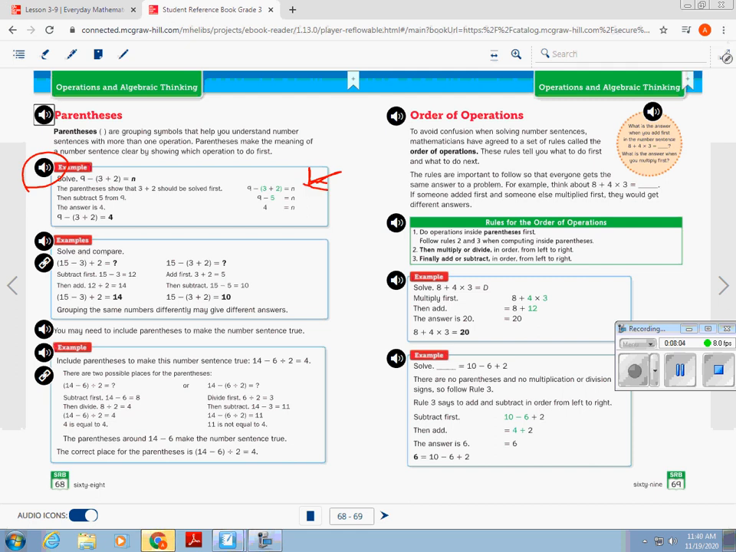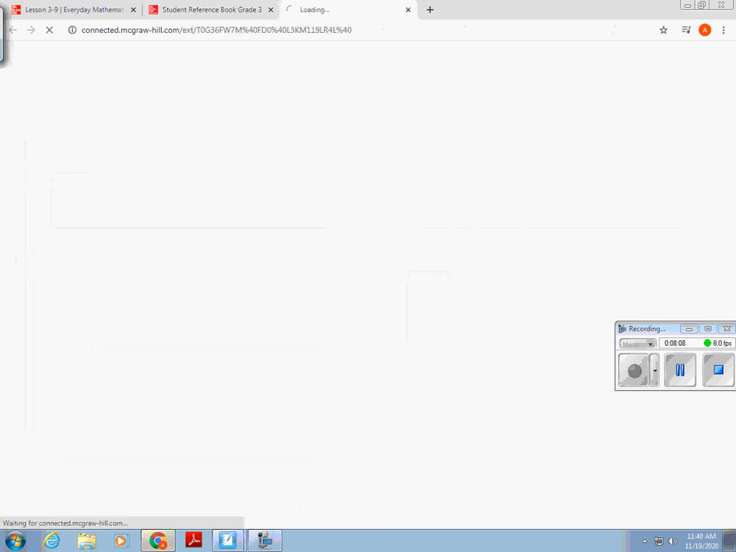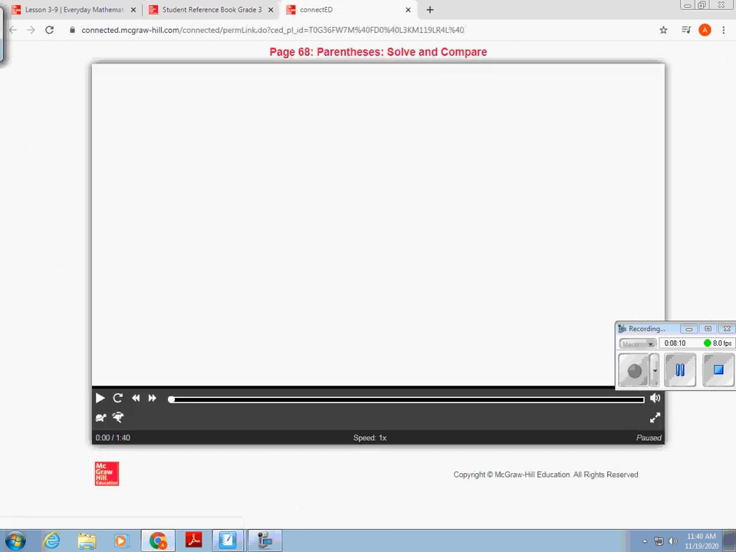Now, notice here where there is a link. That link, if you want to go ahead and click that on, will give you a video. It will give you some extra practice on some problems for this. So if I were to click that on, parentheses. Solve and compare these 2 number sentences. And at that point you should pause the video and then try to solve and compare those. So you can go ahead and do that link.